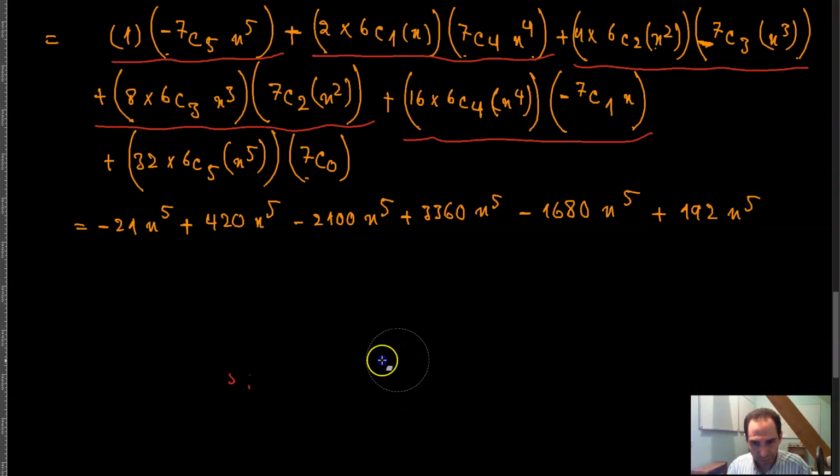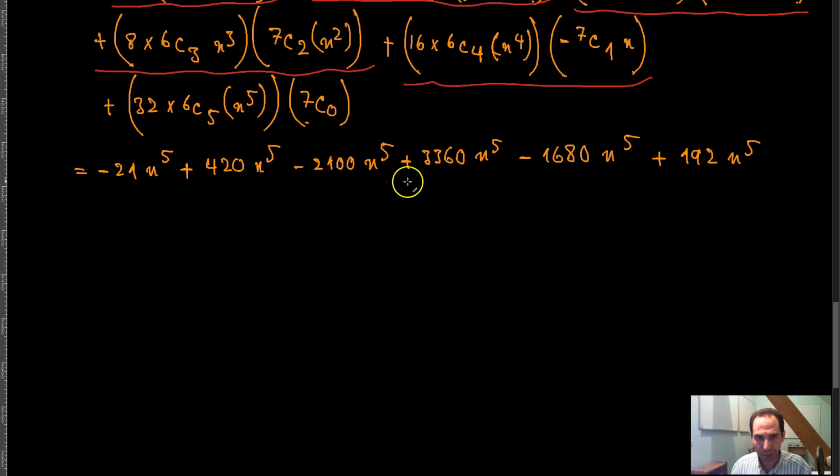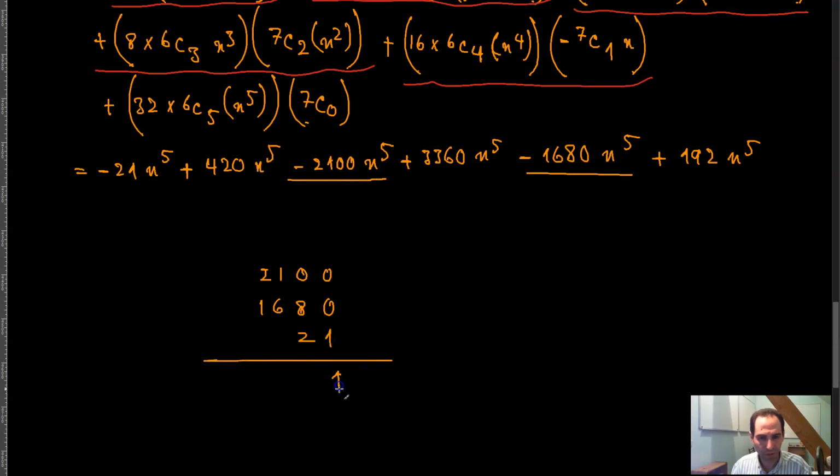And therefore you have basically all of these terms. Now you have to add together the negative terms, meaning that you have 2100 and then 1680. Adding them, 2 plus 8 is equal to 10, so you get a 1 over here. 1, 6 plus 2 is equal to 8, 3780. So this number is negative.